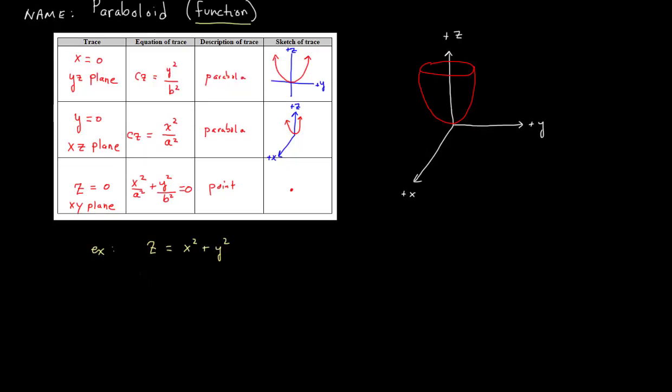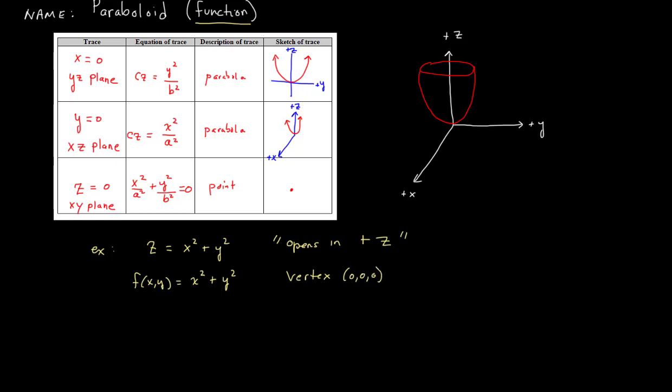Because it's a function, I'm going to utilize function notation. So f of x and y is going to be x squared plus y squared. And this opens in the positive z direction, and it is also customary to identify the vertex in the case that we have a paraboloid. (0, 0, 0) is the vertex.